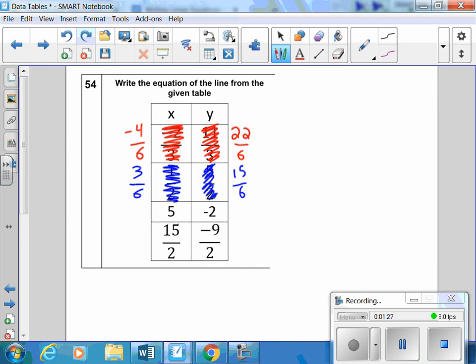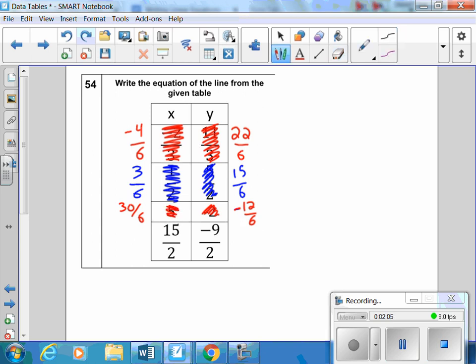Now for the next two numbers, if we write it as a fraction, this would be negative 2 over 1, right? And you would have to multiply the top and the bottom by 6. If you do that, it'd be negative 12 over 6. Negative 12 over 6 is the same thing as negative 2. So now this is gone. Do the same thing on the 5. That's 5 over 1. If you multiply the top and the bottom by 6, you're going to get 30 over 6. That's the same thing as 5. So now we don't have to worry about the 5 anymore.